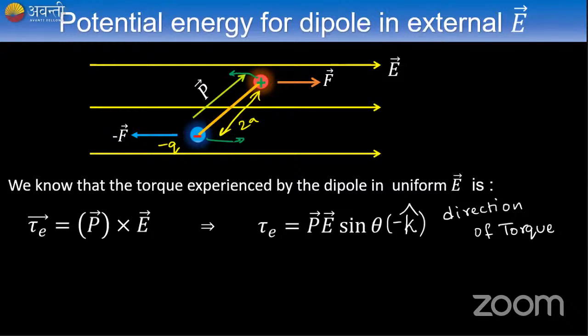To push this, I have to put some external torque. Have to apply some external torque, right, guys? So what is my torque? Torque is force times perpendicular distance, right? My torque is force times perpendicular distance. When I apply this amount of torque, this external torque is also equal to what?